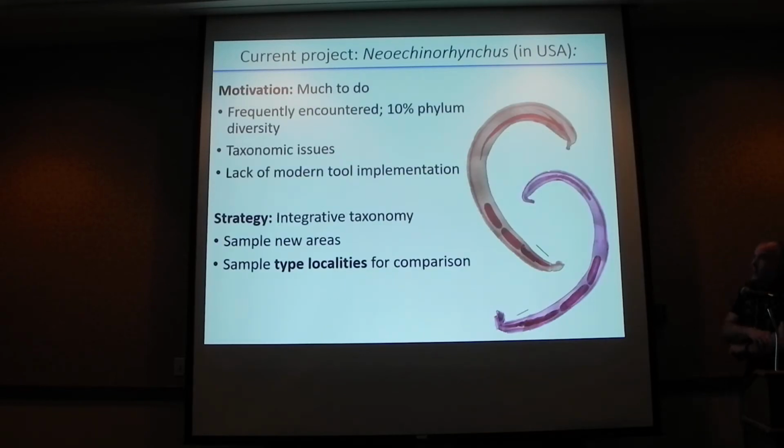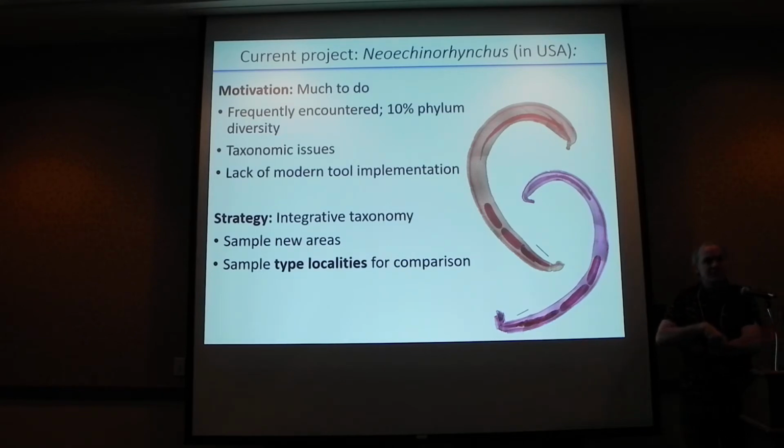So the current project was motivated by the fact that there's a lot of work to do. Okay, there's a lot of species to deal with, to ask questions of species boundaries. And this is a good model system for the phylum Acanthocephala, which only includes about 1,200 species. In other words, 1 in every 10 kinds of acanthocephalans is in this genus. So you can use knowledge about this genus to extrapolate to our knowledge for the order.